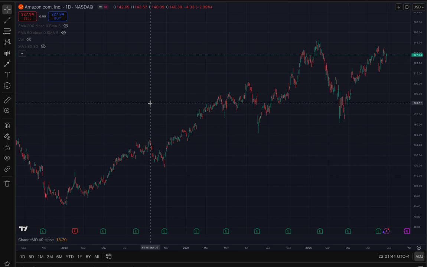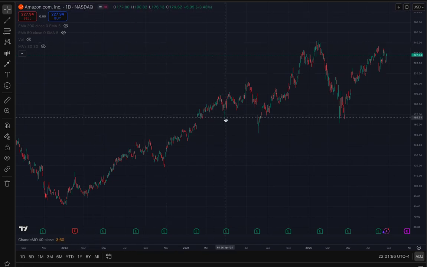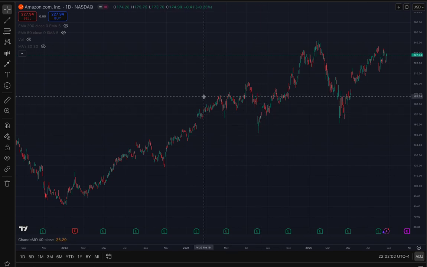This is Dad. Just want to go over some basics when it comes to looking at stocks, looking at charts. This is Amazon, obviously. This means one day. It's on the NASDAQ exchange. And each one of these candles, red or green, represents one single day of trading. So obviously Monday through Friday, holidays excluded.